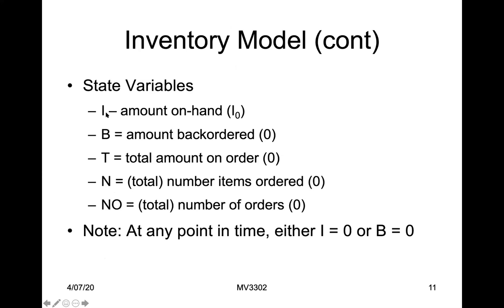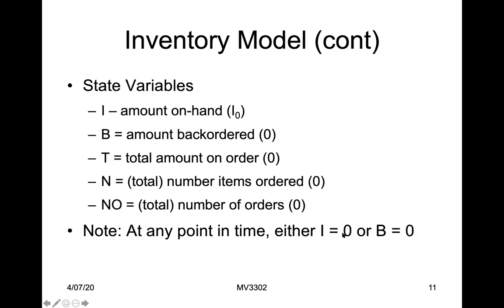So now in terms of our state variables, we're going to have a big I, which is the amount on hand, and that's initially going to be our initial inventory. A state variable B, this is going to be the amount that's back ordered at any point in time. T, I'm going to call the total amount on order. So if we have more than one order that we've placed, then that gets added there. N is going to be the total number of items that we've ordered over time. And NO is going to be the total number of orders.